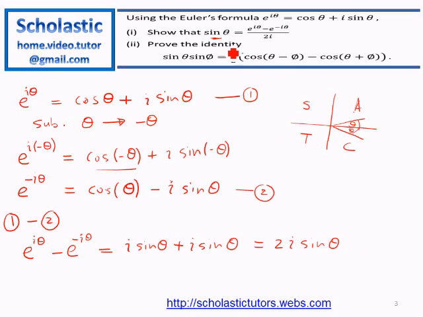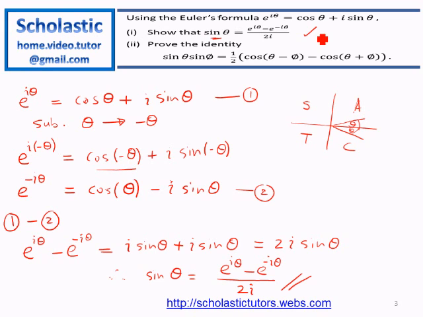Now what we need is to get sin theta onto the left hand side and bring 2i down here. So we cross multiply. The 2i goes down here, and sin theta will remain. Then you swap the sides. So sin theta equals e to the i theta minus e to the minus i theta divided by 2i. That is what you have to prove in the first part of this question.